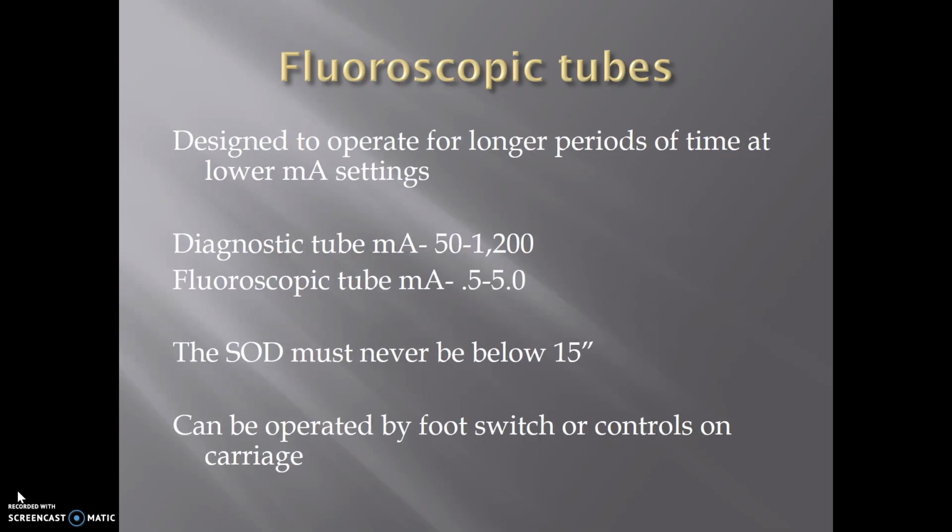Fluoroscopic tubes are designed to operate for longer periods of time at lower mA settings. A diagnostic tube mA setting is typically 50 to 1200. Fluoroscopic tube mA settings are typically 0.5 to 5. The SOD must never be below 15 inches, and it can be operated by a foot switch or controls on the carriage.